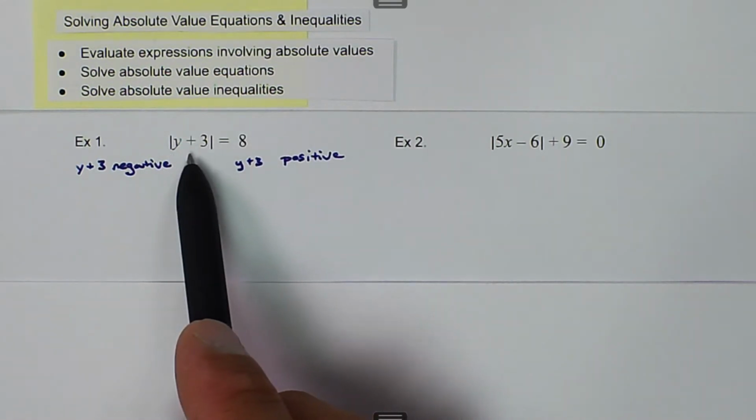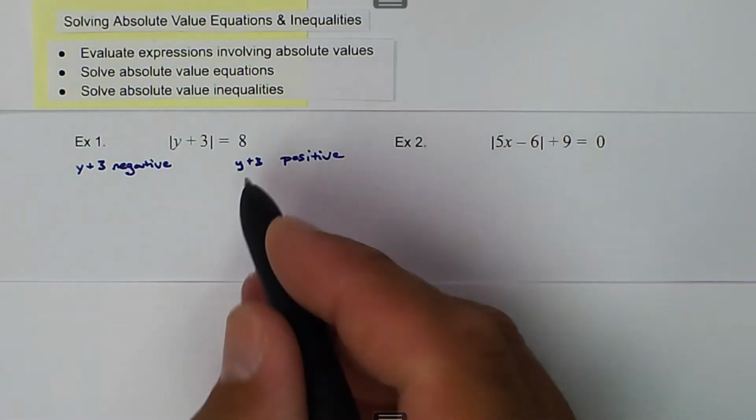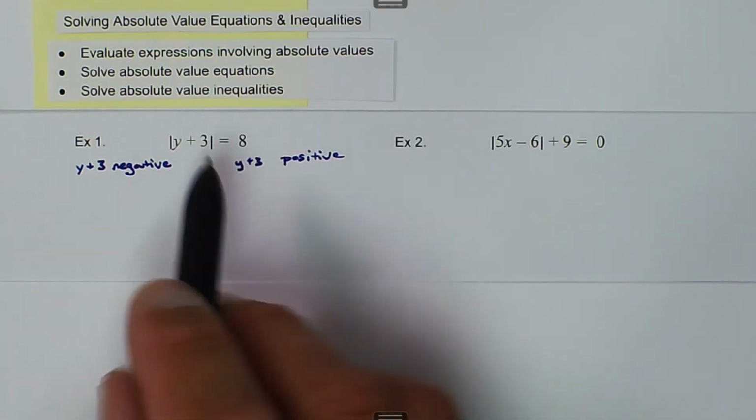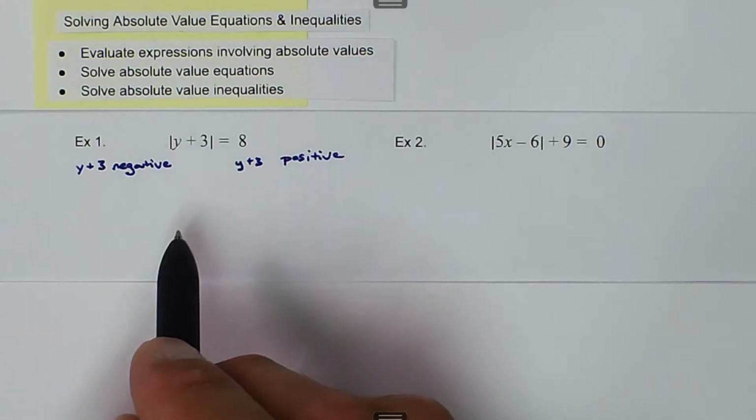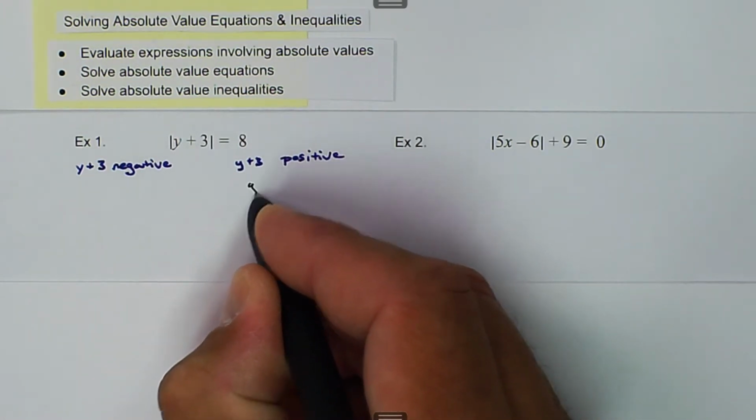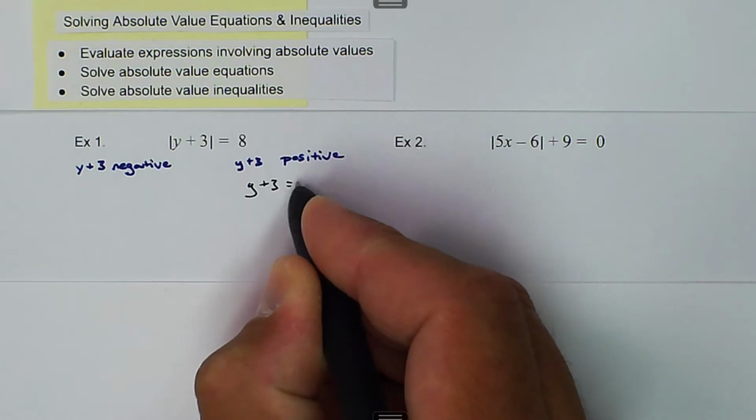So when y plus 3 is positive, all we're going to do is just rewrite exactly what we have here, but we're going to get rid of the absolute value sign. So now we're solving y plus 3 is equal to 8.